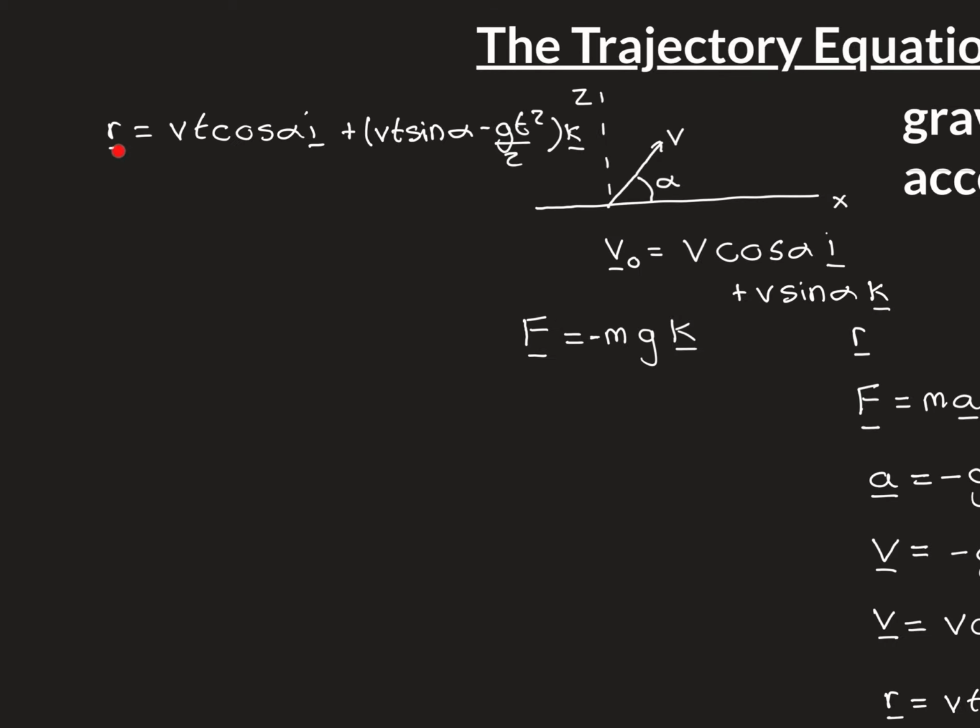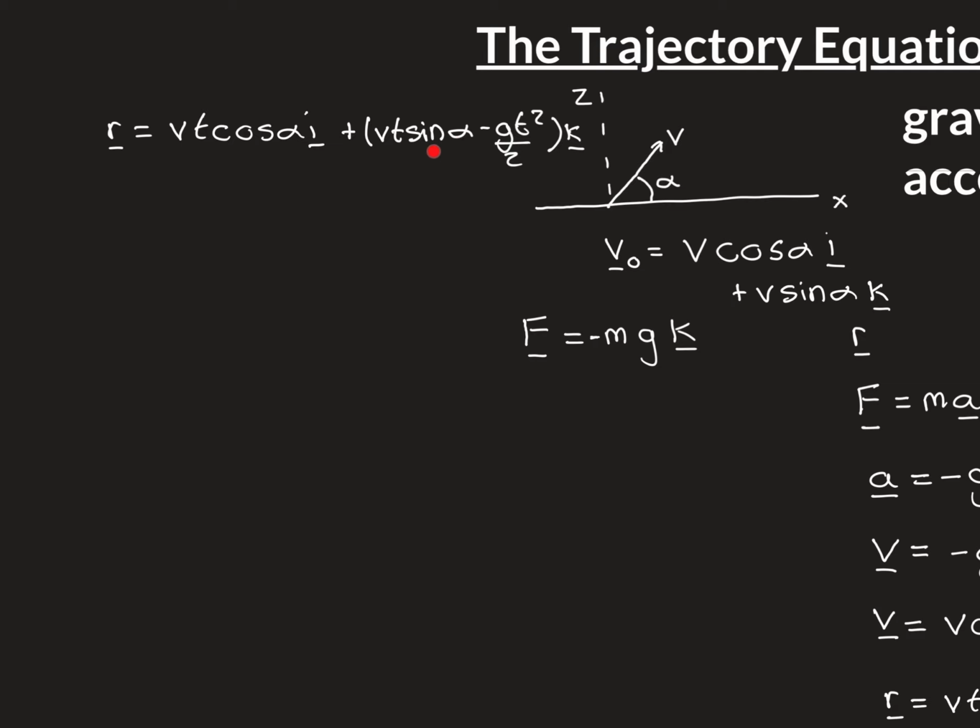So here we go then. This is actually an equation that tells you the position vector as a function of time. So it tells you at any time, you give me any time, and I will tell you what the position vector is going to be. This is what the x value will be, and this is what the z value will be.